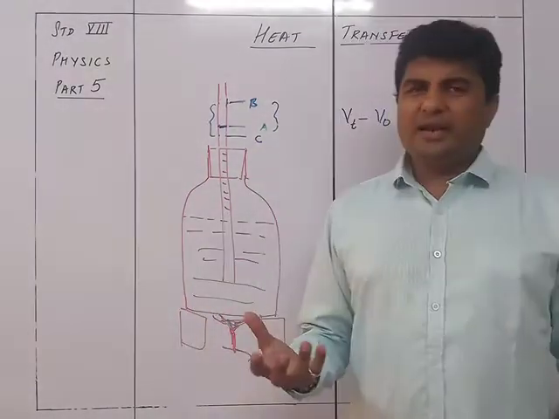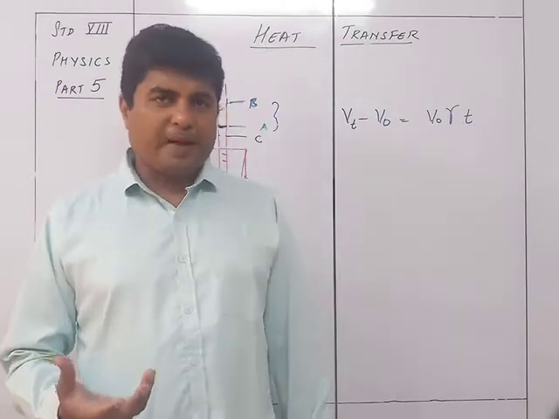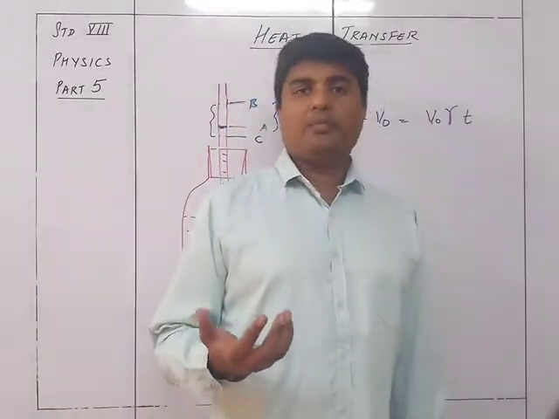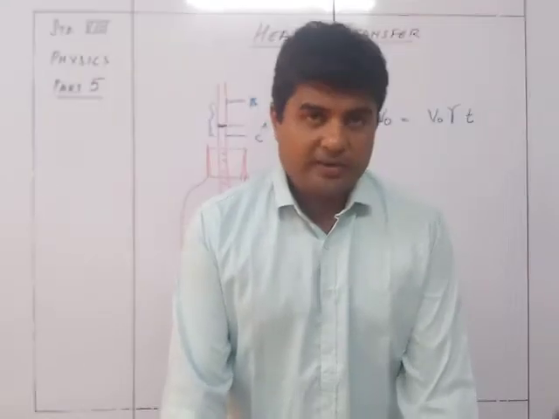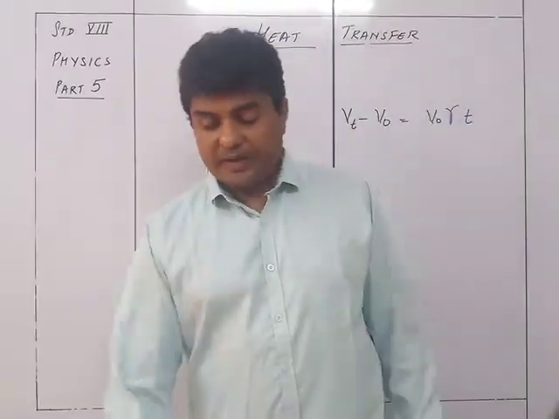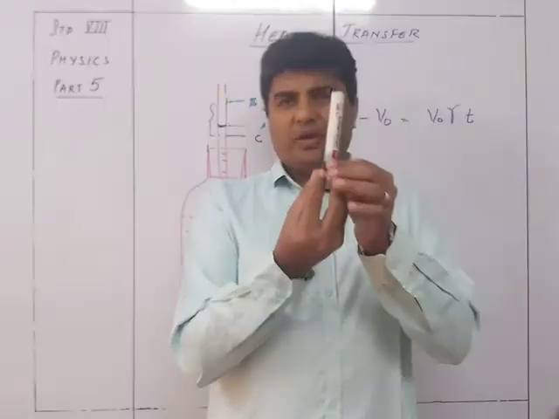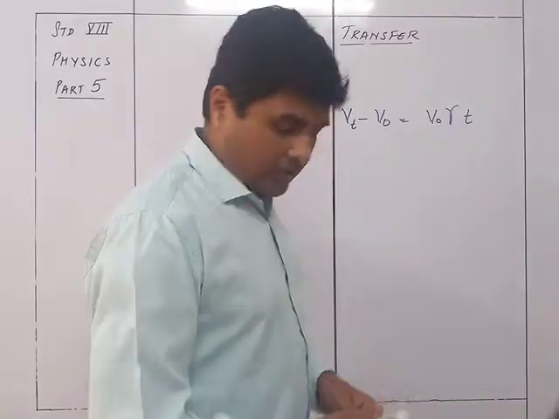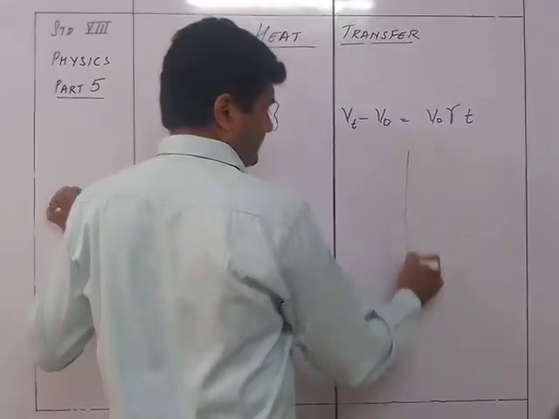So this is basically about the use of the cubical expansion of liquids in the making of a thermometer. We know very well, if you take a thermometer, which is normally there in the house, that there is a mercury bulb at the bottom. So the thermometer looks like this, if anybody has not seen it properly.